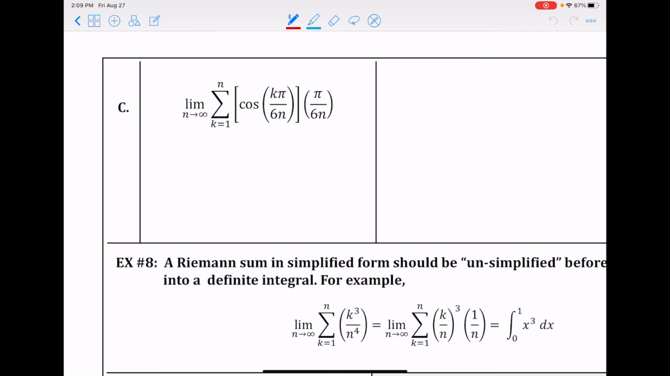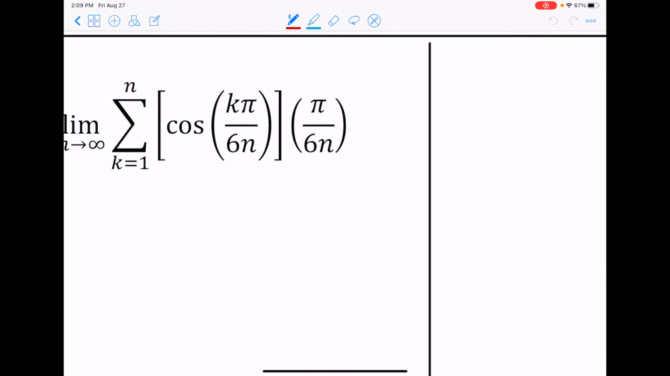And let's do C here. For C, it's looking to me like I can write this as 1 over n times pi over 6. So delta x is pi over 6 times 1 over n. Really, the way you can think about this is pi over 6 over n. That's the same thing. So the width of our interval here is going to be pi over 6.